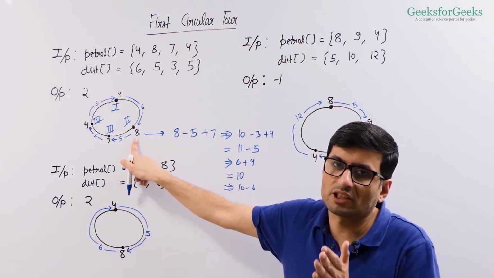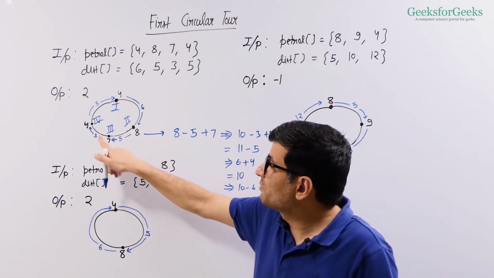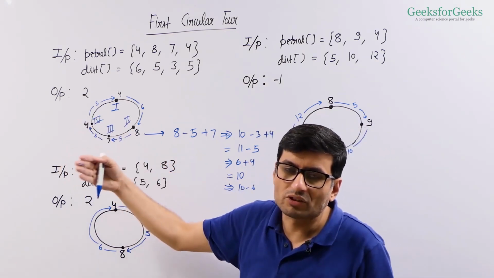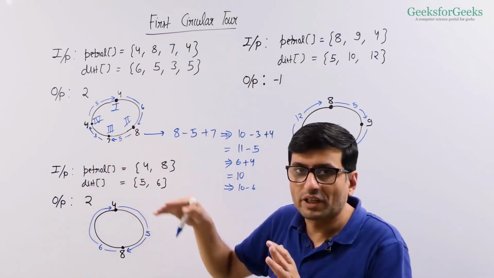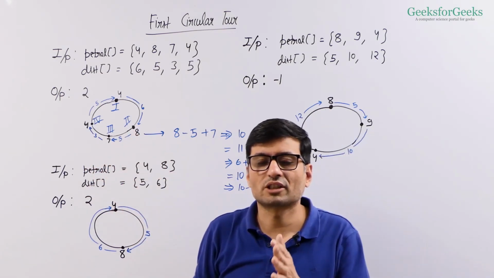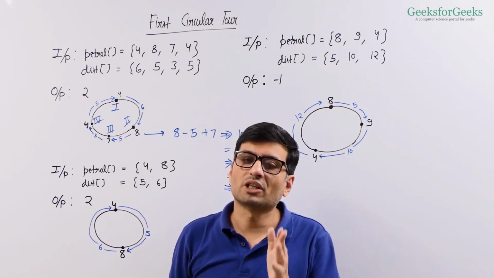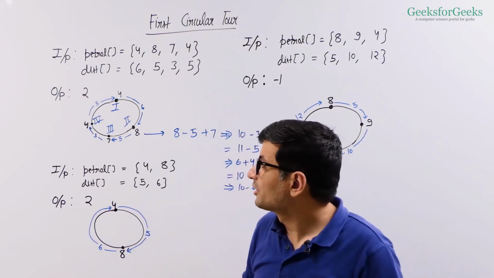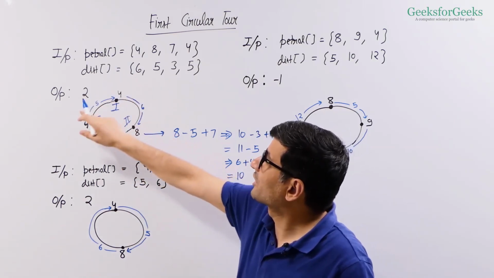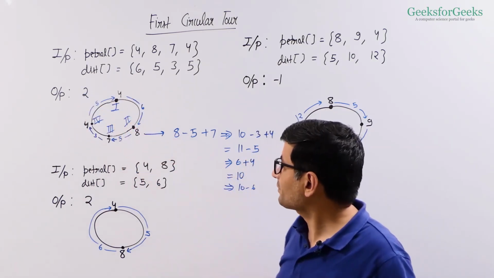This is the first such petrol pump. See, the other pumps might also be possible answers, I have not checked, but we need to find the first such petrol pump such that if you begin from here, you should be able to come back to this petrol pump without running out of petrol. So our answer in this particular example is the second petrol pump, this one.